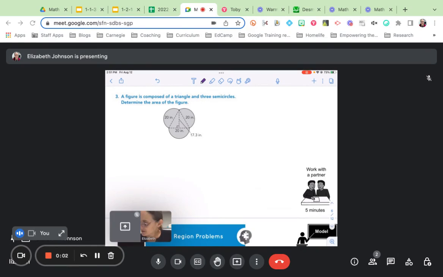So because you are working so hard, I am going to let you skip this problem. We do not need to do this one today. You have done plenty of challenging problems with composite shapes. I'm going to give you a break and you don't have to do problem number 3.